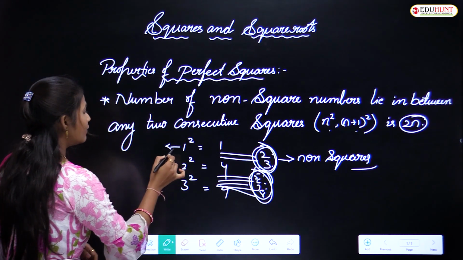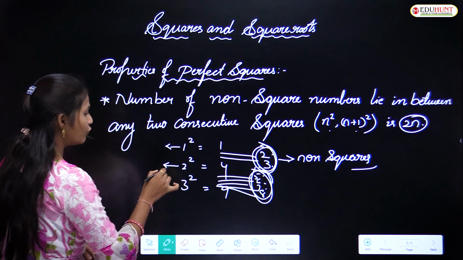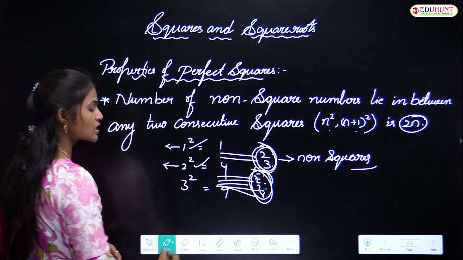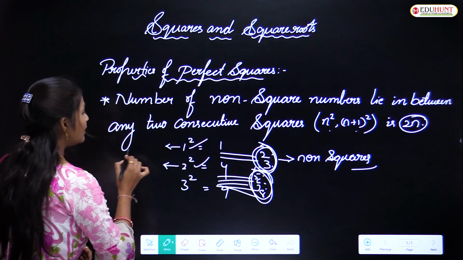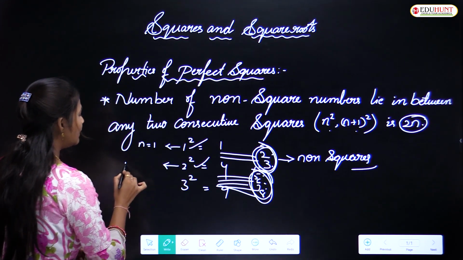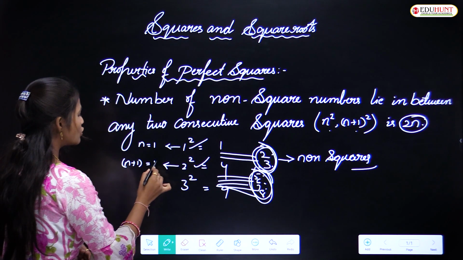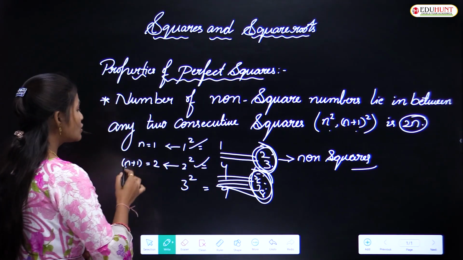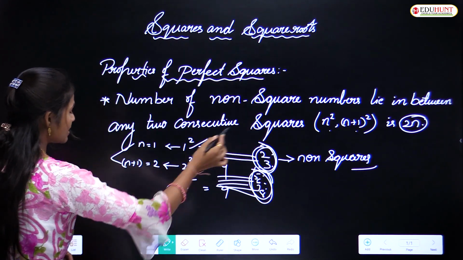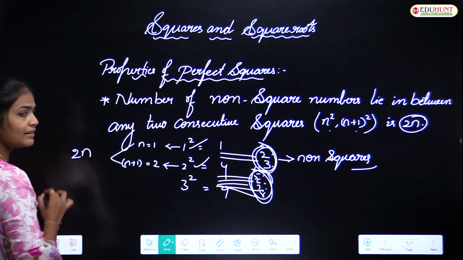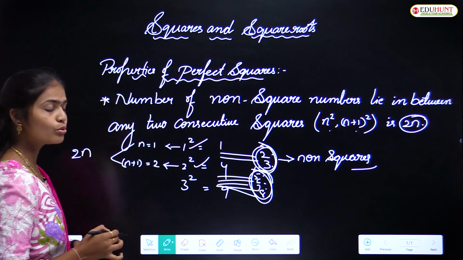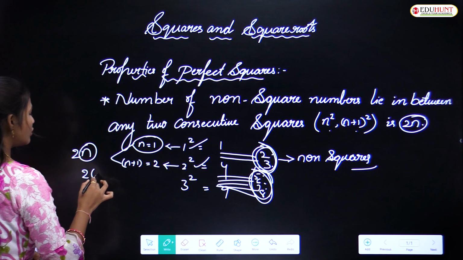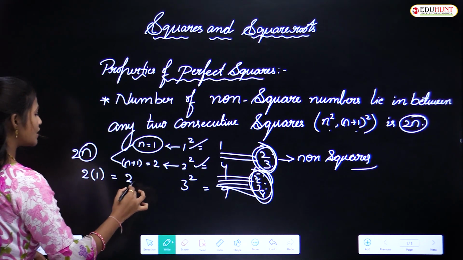Let us see, if you want to find the number of non-squares that lie in between 1 square and 2 square. Here n is equal to 1, n plus 1 is equal to 2, consecutive numbers n and n plus 1. In between these two numbers, what is the formula? That is 2 into n. So n is equal to 1, substitute that 1 here. So 2 into 1 is equal to 2.